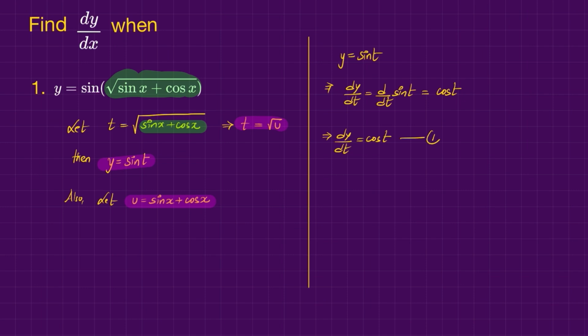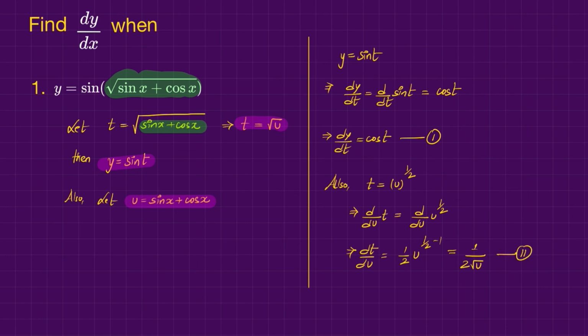So let this be equation 1. So also, t is a function of u, t equals root over u, that means t can be written as u to the power half. So obviously we can differentiate this equation with respect to u, so d/du of t equals d/du of u to the power half. So this implies dt over du equals half u to the power half minus 1. On simplification we will get 1 by 2 root over u. So let this be equation 2.